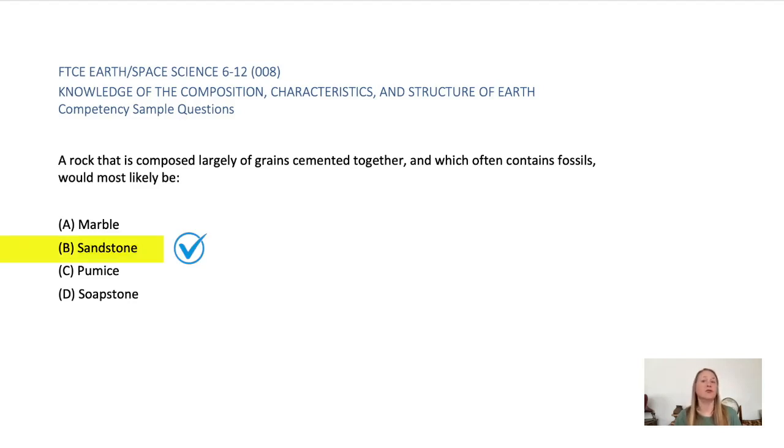Sandstone is a sedimentary rock composed mainly of sand-sized minerals or rock grains, often including quartz, feldspar, or micas. The presence of fossils is a common feature of sedimentary rocks, like sandstone.